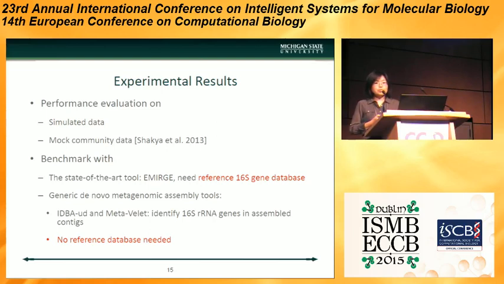And then we will benchmark our tool with two other de novo assembly tools. One is IDBA-UD, the other is MetaVelvet. They are optimized for metagenomic assembly. Their goal is to recover all the species, all the genomes of different species. And those tools do not need any reference sequence.